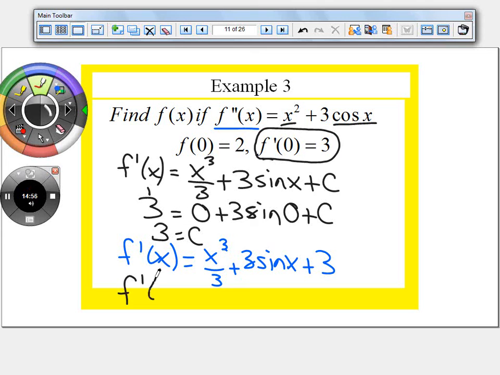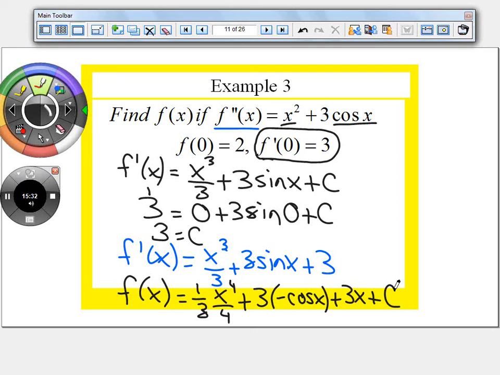So we're going to say f prime of x, oops, just kidding, now we're going to say f of x. So f of x is equal to, and now we would carry the 1/3, and we would raise this up by 1 power. So that would be x to the 4, and then we divide by 4, and then plus, and then 3. And then we'd have to figure out what the antiderivative of that is. So that would be minus cosine x, and then plus 3x, and then plus c.